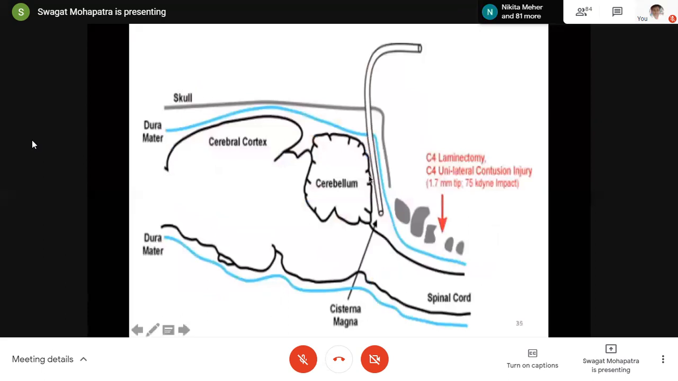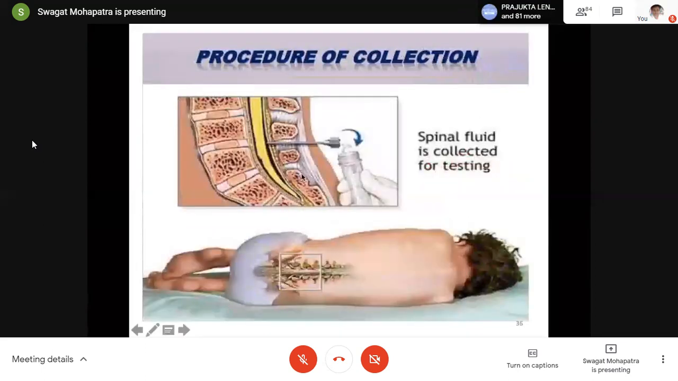Now you can see from the caudal portion of the cerebellum that there is a point which is known as the cisterna magna, from which you can see there is a pipe which is used to collect the CSF. Then also in the lumbar section of the spinal cord, in the subarachnoid space, you can see the CSF is being collected from this point.